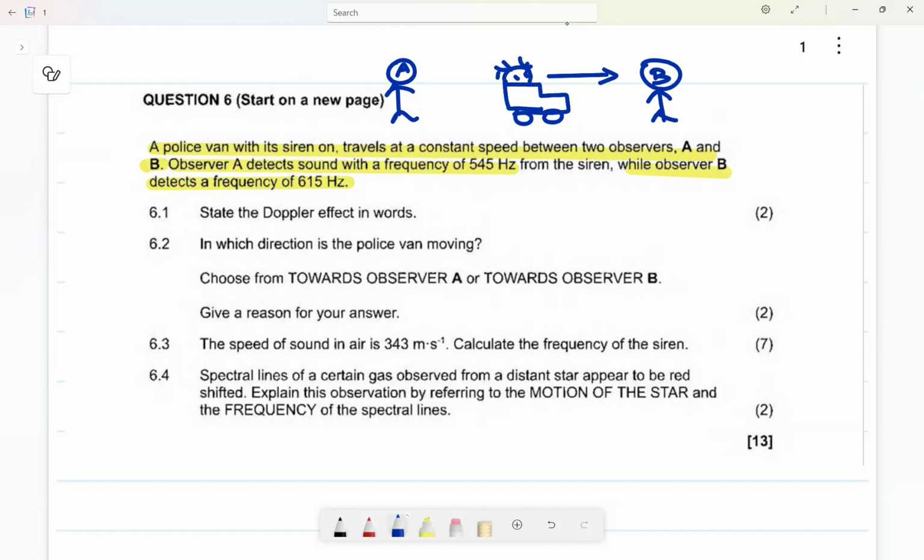State Doppler effect in words. The definition that you should be in a position of knowing. It is long, but you should know it. It says the apparent change in frequency of the sound detected by the listener because the listener and the sound source have different velocities relative to the medium of sound propagation.